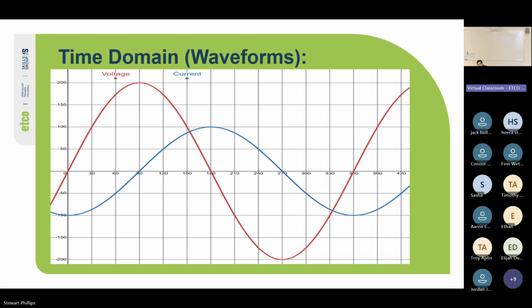We can see that voltage is going up to peak and then going to zero at 180 degrees before the current waveform. And the current waveform is at its peak, and then it's crossing down at zero, 270 degrees, which is 90 degrees behind the voltage waveform.